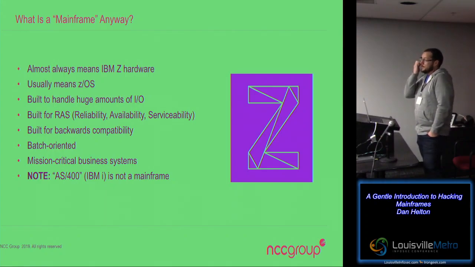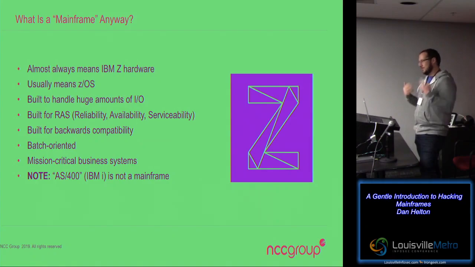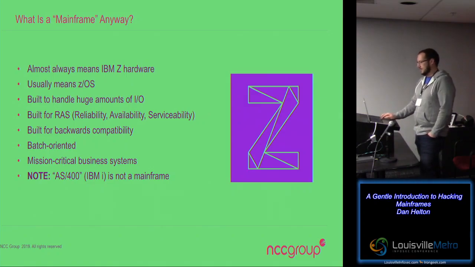Kind of the defining characteristics of a mainframe are that it handles enormous volumes of input and output. These things are made to tear through millions, billions, trillions of transactions. That's why they're the backbone of banking. If you used a credit card or an ATM today, you used a mainframe indirectly, because your transactions are all being processed through there. Another key is that they're built for RAS: reliability, availability, and serviceability. These things are built almost like public utilities. They are meant to stay up 24/7. 99.999% uptime is very important to the mainframe business.